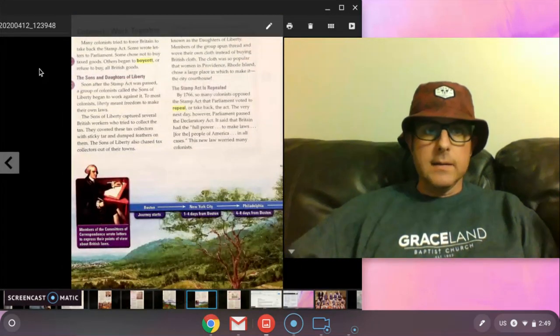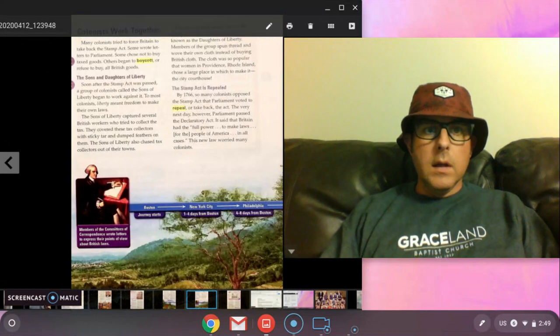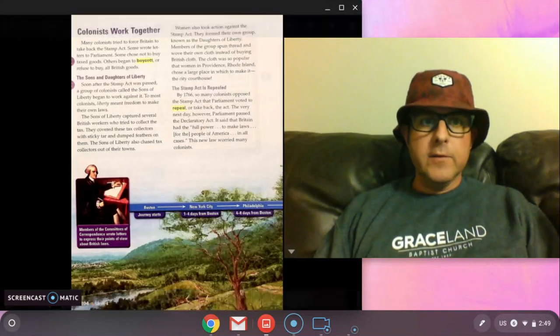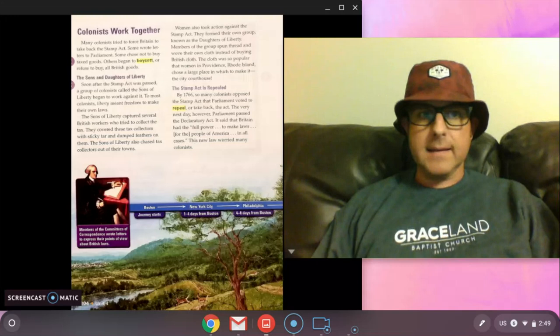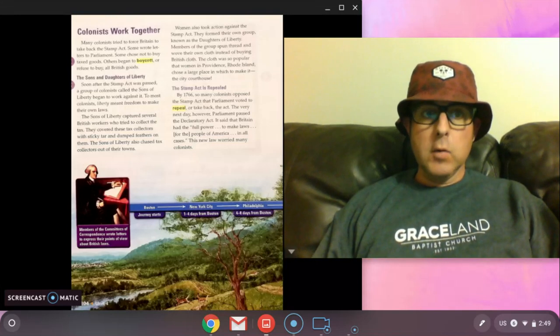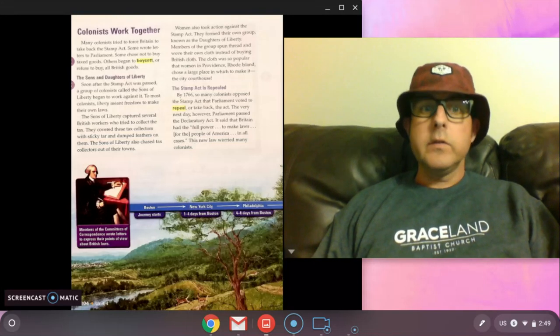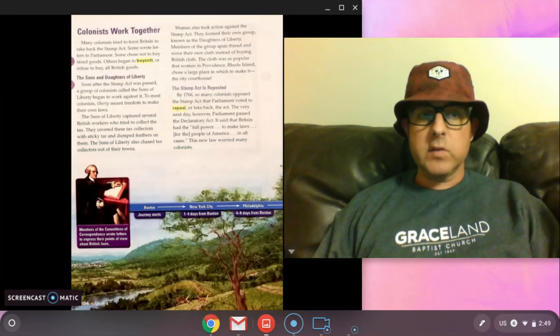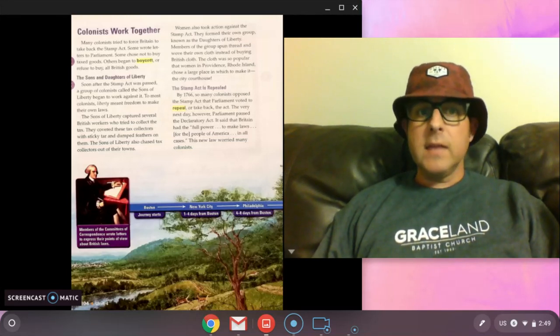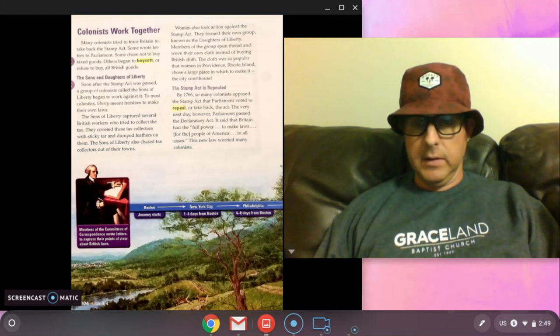Colonists work together. Many colonists tried to force Britain to take back the Stamp Act. Some wrote letters to Parliament. Some chose not to buy tax goods. Others began to boycott, or refuse to buy, all British goods.